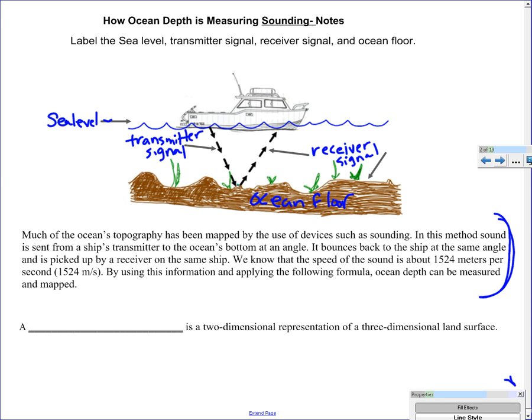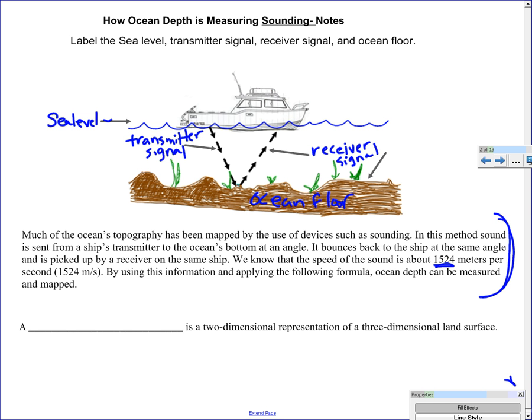In this method of sounding, what I just described to you is we send down a signal. When that signal hits the ocean floor and bounces back up to us, we use the amount of time it took for us to get the signal back, and the speed of sound that we know is approximately 1,524 meters per second. We use that information plus the amount of time to determine how deep the ocean is.